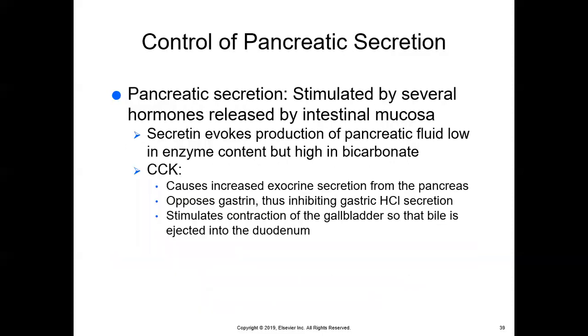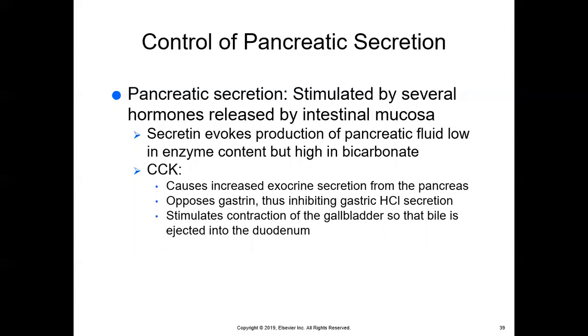Okay, and then we have control of pancreatic secretion. Remember, pancreatic secretion is secreted into the duodenum. So pancreatic secretion is stimulated by several hormones released by intestinal mucosa. So the lining of the intestinal wall itself will secrete several hormones that will stimulate pancreas secretion. So secretin evokes the production of pancreatic fluid, low in enzyme content but high in bicarbonate.